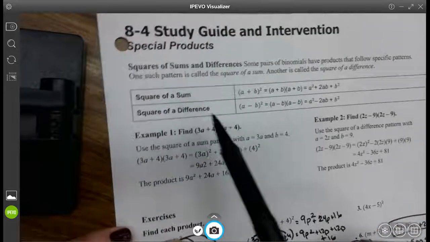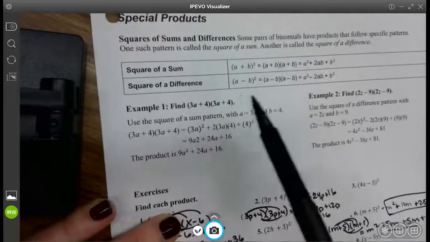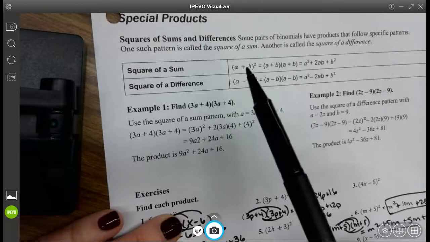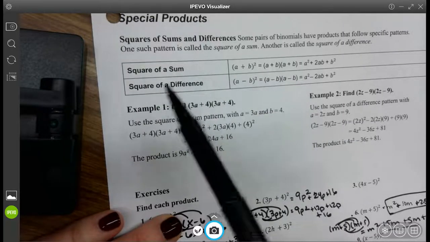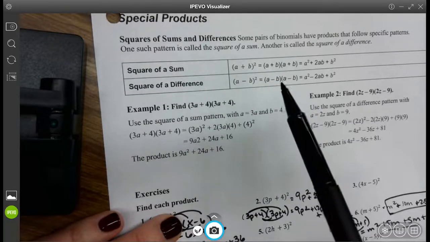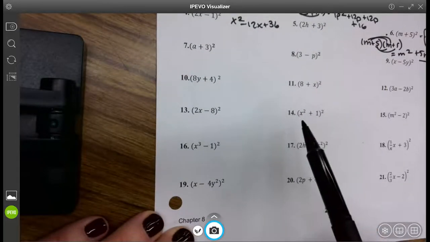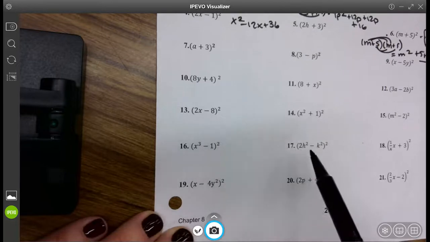This is called the square of a sum and the square of a difference. So you're squaring things that are being added or summed. You're squaring things that are being subtracted or difference. So the square of a sum, square of a difference.